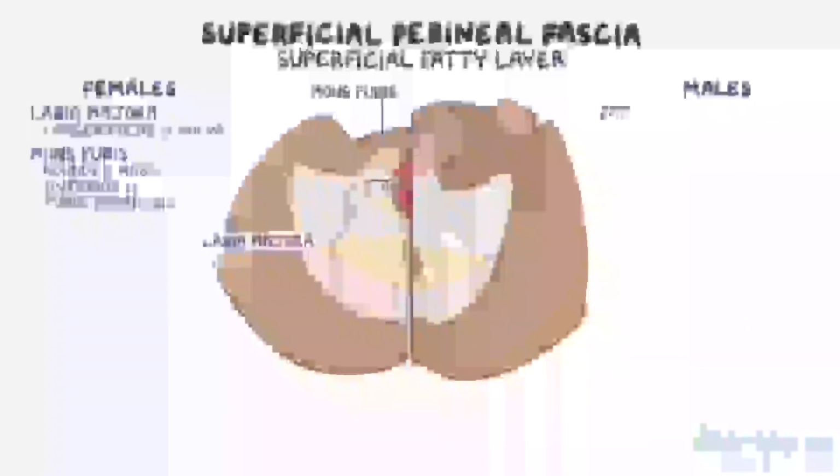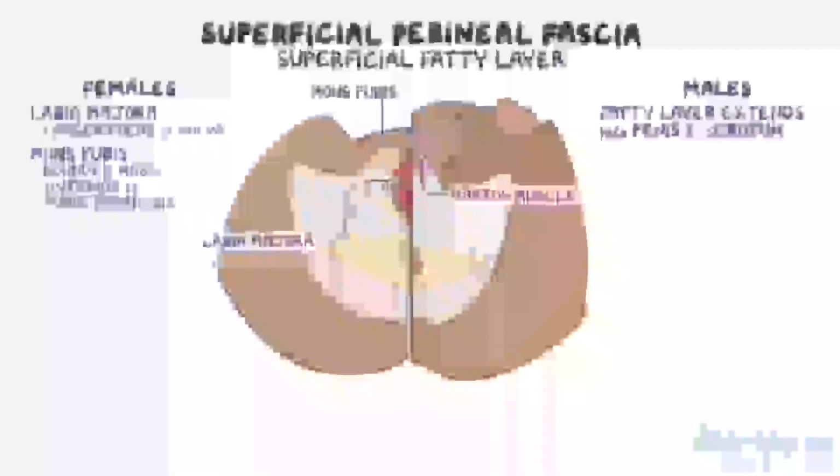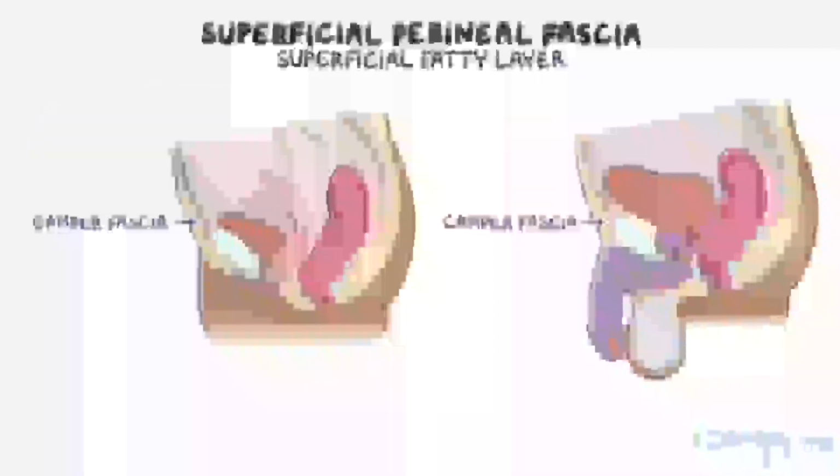In males, the fatty layer extends into the penis and the scrotum. In the scrotum, it is replaced by a thin layer of smooth muscle called the dartos muscle. In both males and females, this fatty layer continues above with a fatty layer of the superficial abdominal fascia in the lower part of the anterior abdominal wall, called Camper fascia. The superficial fatty layer also continues posteriorly with a fatty mass that surrounds the anal canal, called the ischioanal fat pad.